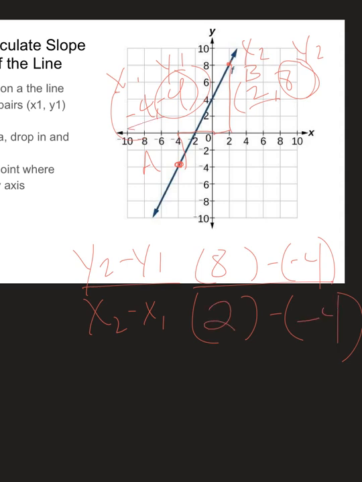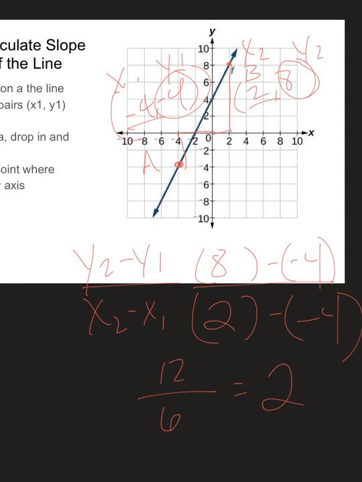Again, you take care of the tops. 8 minus negative 4 is going to give us a positive 12. 2 minus the negative 4 is going to give us a positive 6. What is the slope going to be once we simplify this? Correct. That is equal to 12 divided by 6, or 2. Again, our slope is 2. Okay, this is a positive 2 slope.